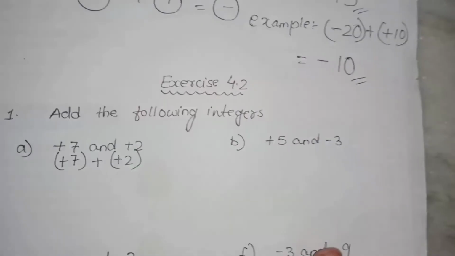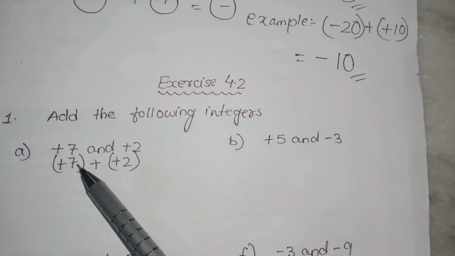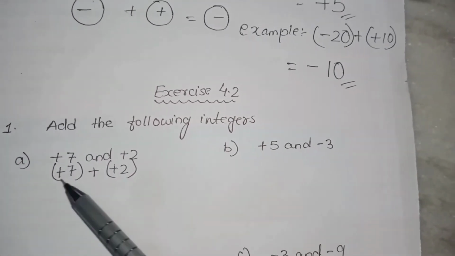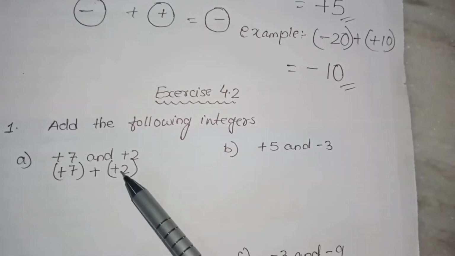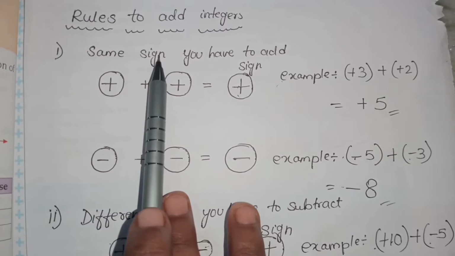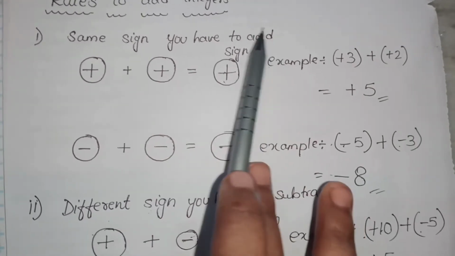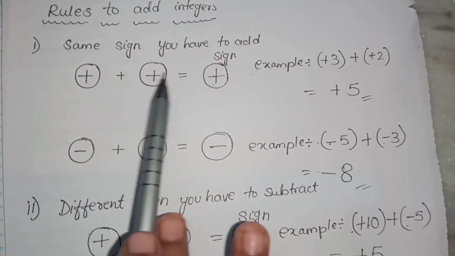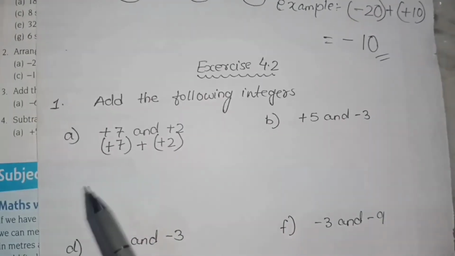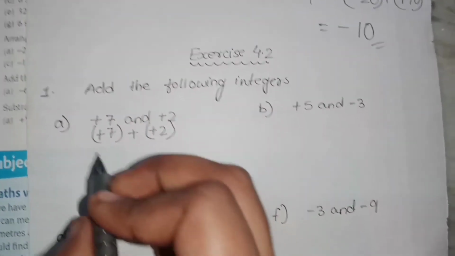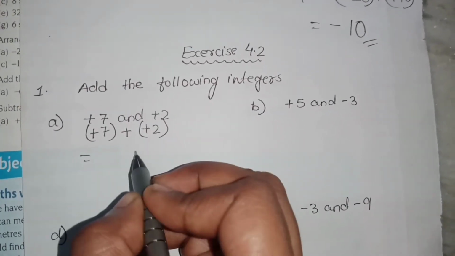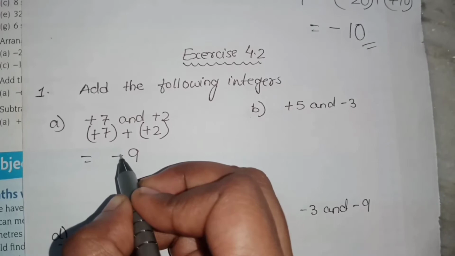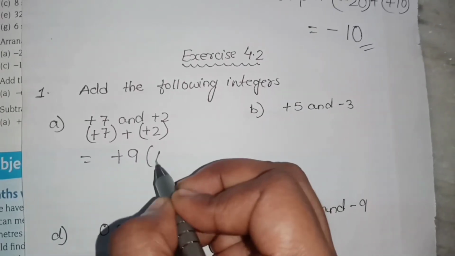Now you can see here that both the integers have the same sign, that is plus plus. So when both the integers have the same sign, what do you have to do? You have to add. And which sign will you put? Plus sign. So 7 plus 2 is how much? 9. And which sign will you put? Plus sign. So it is so easy now.